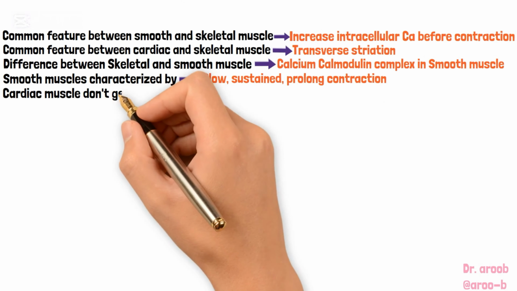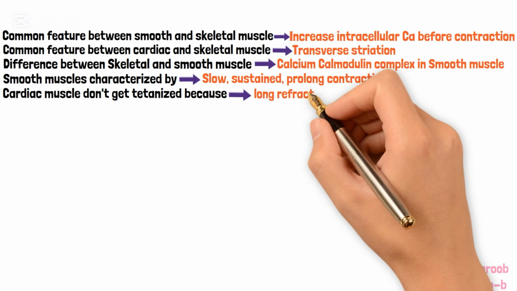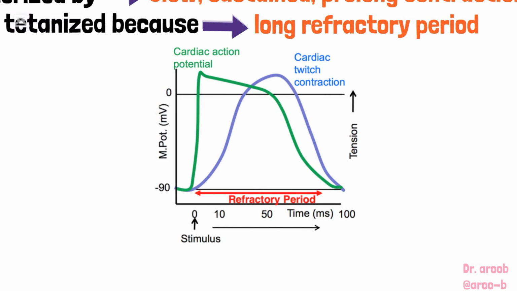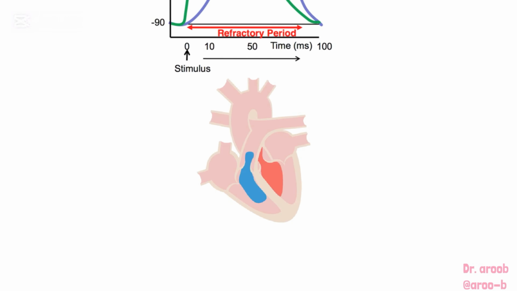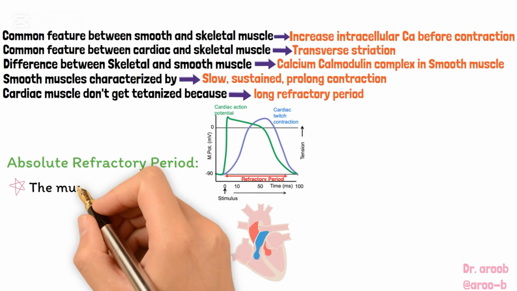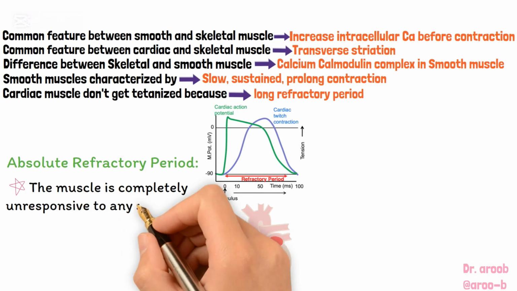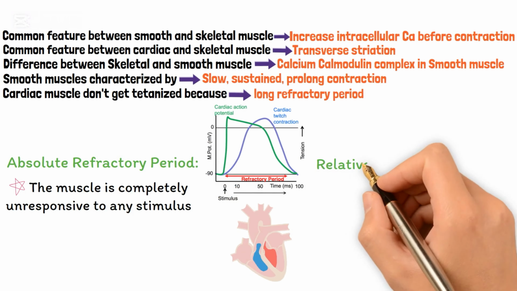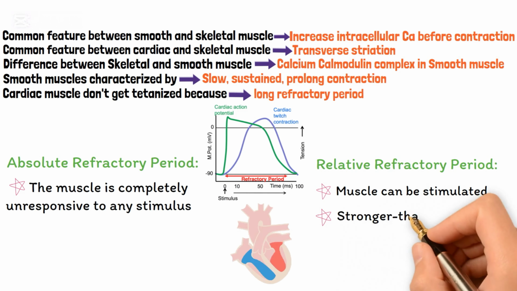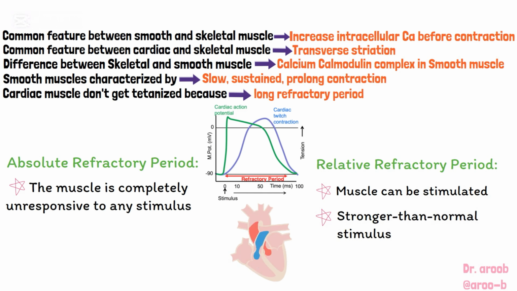Cardiac muscle doesn't get tetanized because of the long refractory period. Refractory period refers to a time during which the muscle is unresponsive to further stimulation, ensuring rhythmic contraction and allowing the heart to fill with blood. Absolute refractory period is when the muscle is completely unresponsive to any stimulus. Relative refractory period is when the muscle can be stimulated, but a stronger than normal stimulus is required.